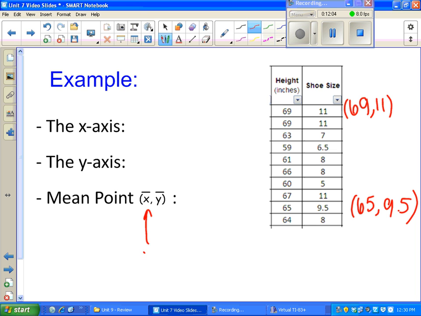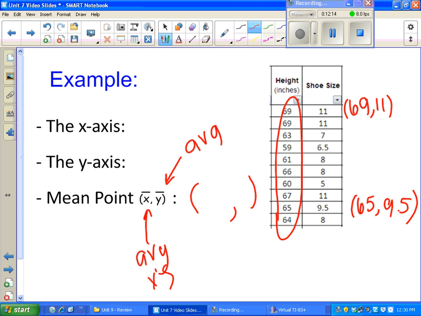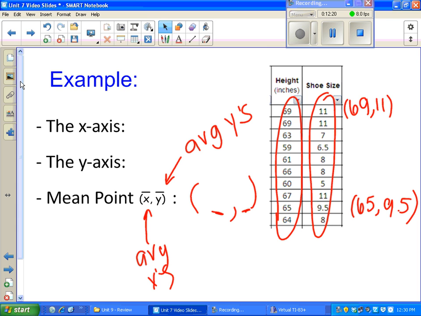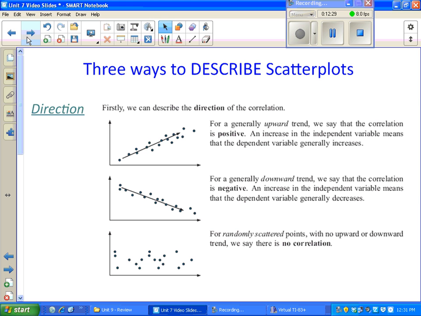Remember, x bar is the average of your x's. So you would take this data, find the average, and that would be your x bar. And then the y bar is the average of your y's. So you would take the average of all of these, and that would be the number here. Just for the sake of time, I'll save that. But remember, x bar, y bar is the average of the x's, the average of the y's, and you plot that as a point. Your line of best fit should always go through your x bar, y bar point.